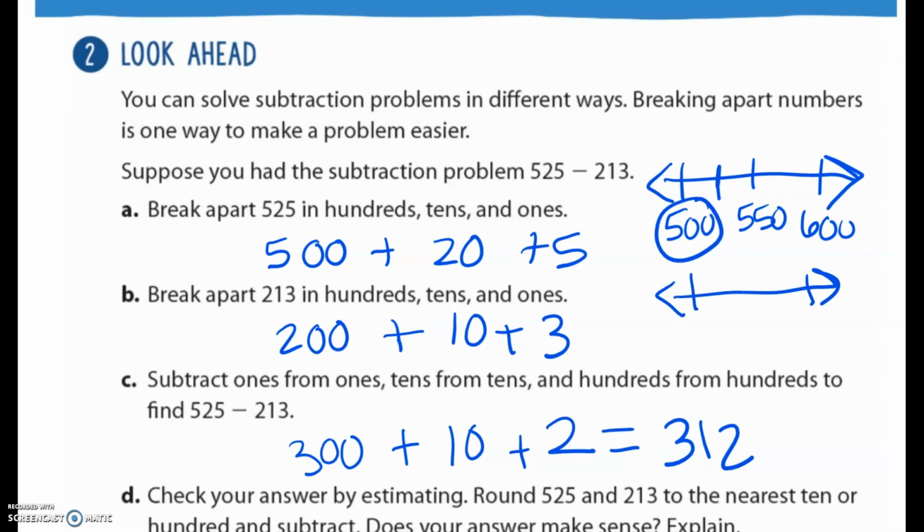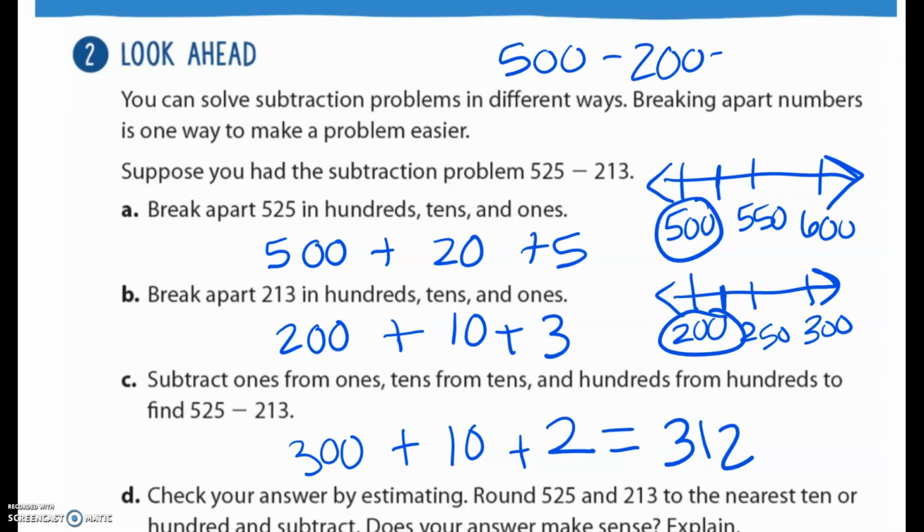Do the same process with 213. 213 is in between 200 and 300. My middle number is 250. So 213 is going to be on this end. So I have 500 and 200, and then I'm going to just subtract that. My answer should be, oh, I put 100, but 5 subtract 2 is actually 300. My answer should be close to my original answer, which 300 and 312 is pretty close to each other. Okay, that's how you do that page.